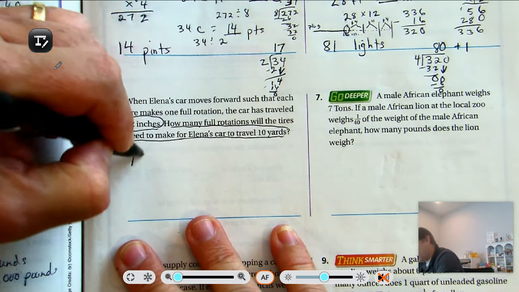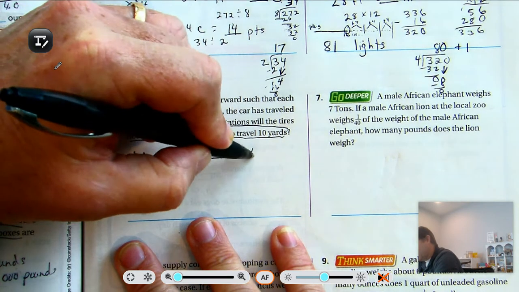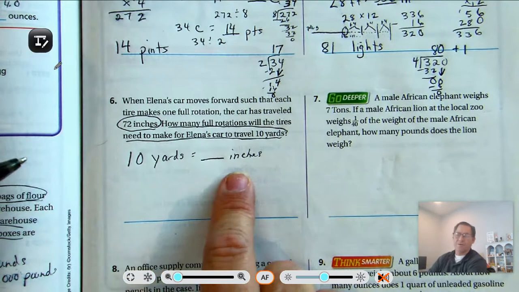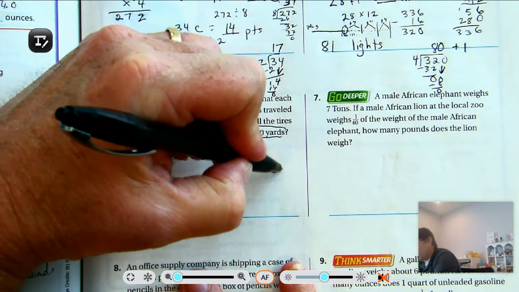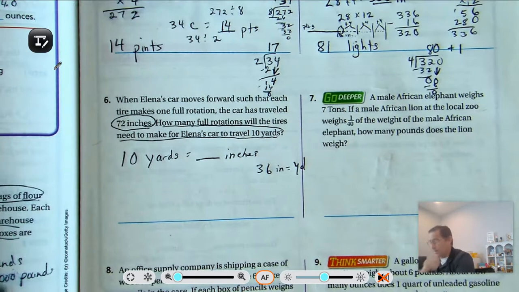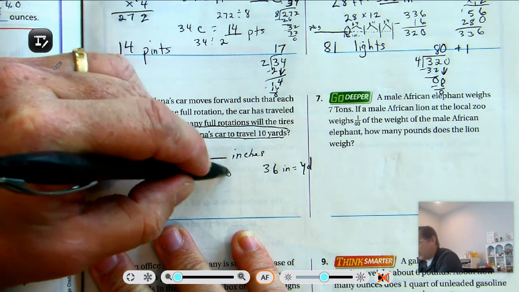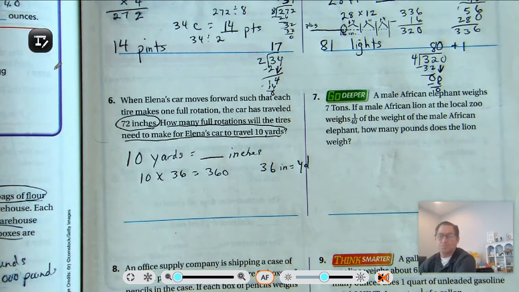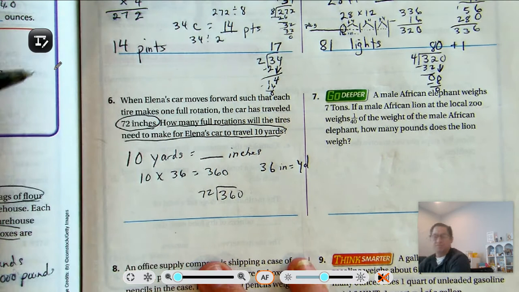Well, so we need to change 10 yards into inches. Well, yards are bigger than inches, right? We know that there are 36 inches per yard. So we can take 10 yards and multiply by 36. So 360 inches. Every time she goes around 1 full turn, it's 72 inches. So let's take 360 and divide by 72.